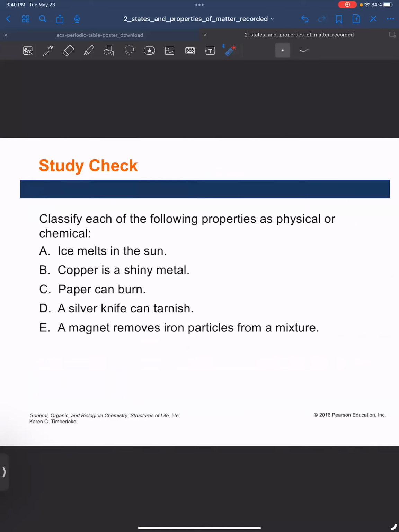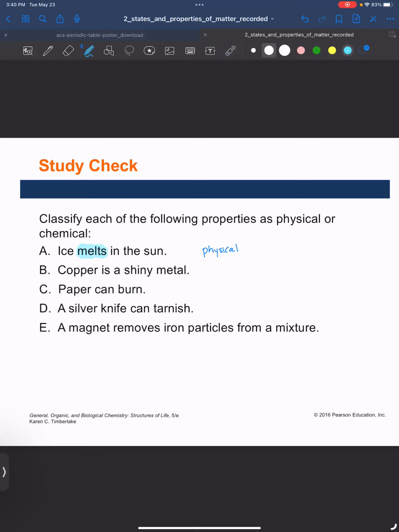Okay, let's classify each of the following properties as physical or chemical. And this is going to help us in the laboratory when we are writing observations when we do different experiments together. So, ice melts in the sun. Would you classify that as physical or chemical? Good, that's a physical change or physical property because the ice is just melting, right? That keyword melting implies that it's only going from a solid to liquid. We are not changing the identity of the ice.